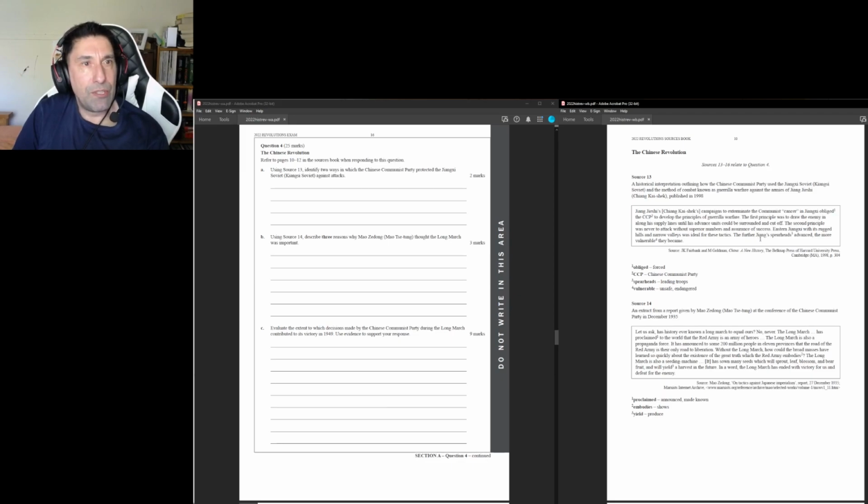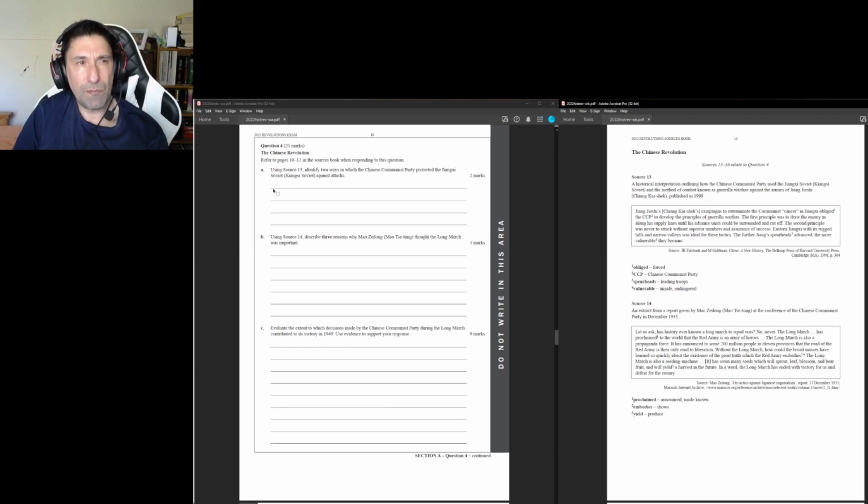What else does it say? Which 2 protected the Jiangxi Soviet? Eastern Jiangxi, with its rugged hills and narrow valleys, was ideal for these tactics. The further Jiang spearheads advanced, the more vulnerable they became. Now, the thing I should have told you about before or emphasized is that you don't include your own knowledge in here. You just have a couple of sentences here, 2 key quotes from source 13.